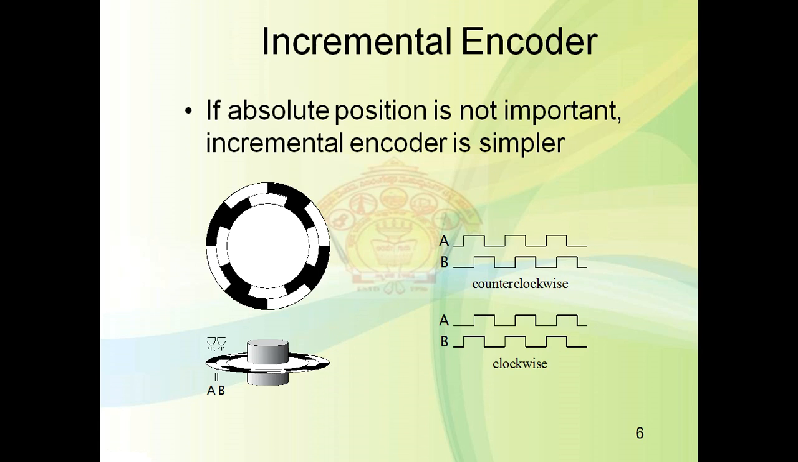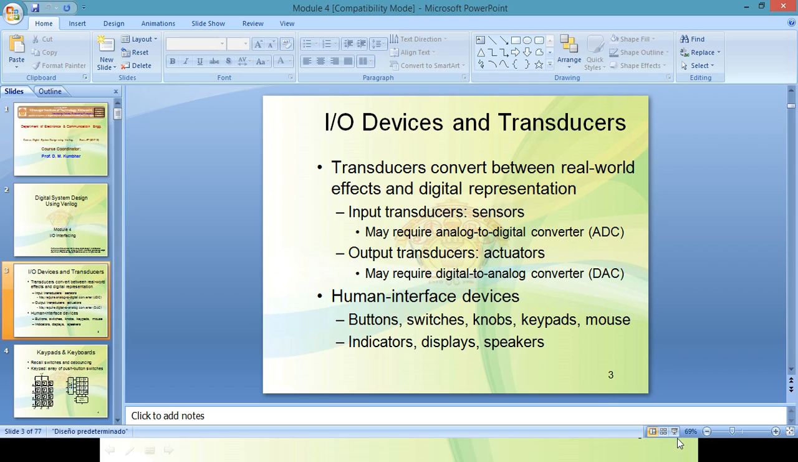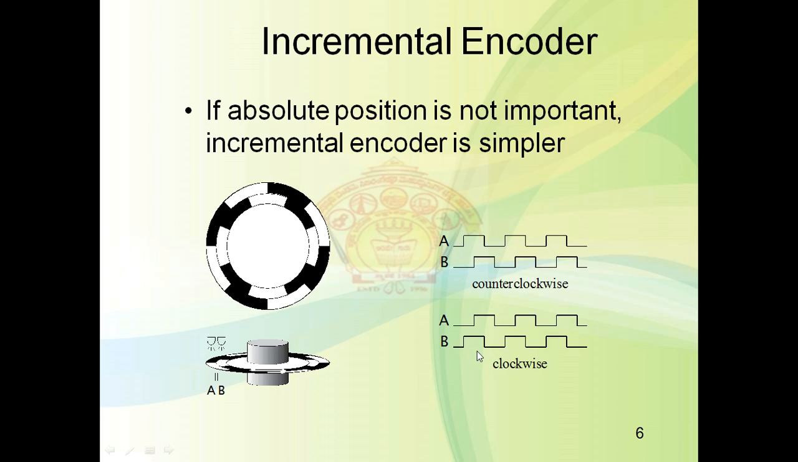an incremental encoder operates by generating two square waves. Now you can see here there may be an optical encoder, optical sensor or a mechanical sensor. Light will fall onto the particular line, and then we can detect in which direction it is rotating. In the counterclockwise direction, A is leading and B is lagging here.